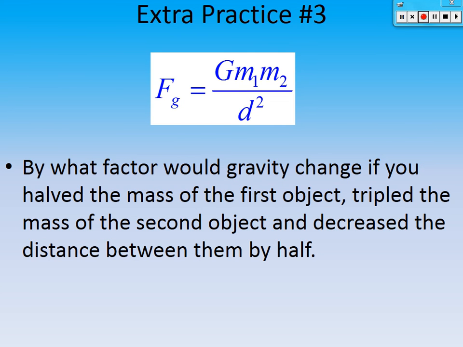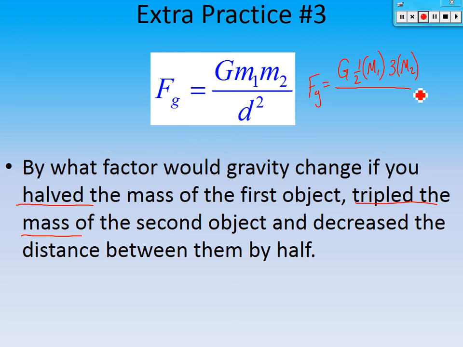All right, let's do one more practice problem like this. I think we're kind of getting the hang of it by now. It says, by what factor would the force of gravity change if you halved the mass of the first object, tripled the mass of the second object, and decreased the distance between them by half? Okay. The universal gravity constant is not changing. The first one, we took half the mass. So I'm going to times that by 1/2. Okay, and the second one, we tripled the mass. So I'm going to times it by 3.